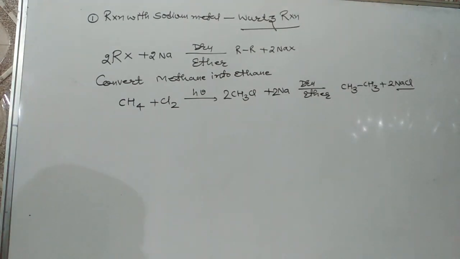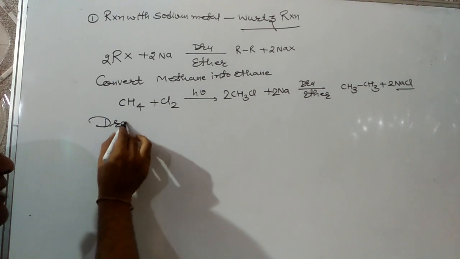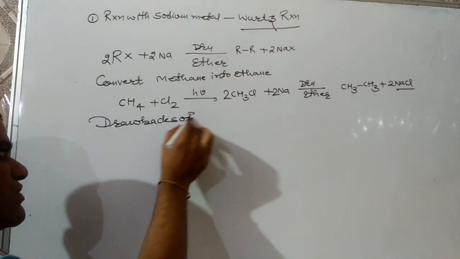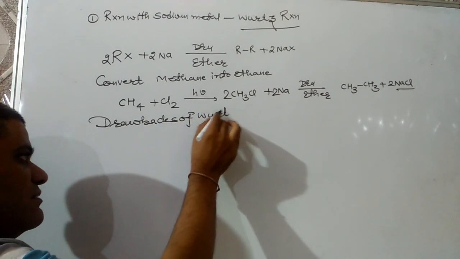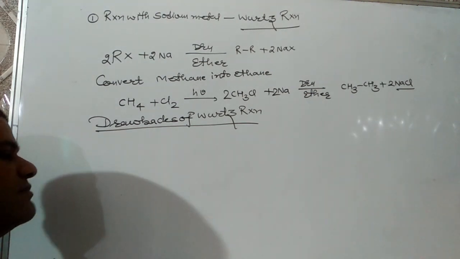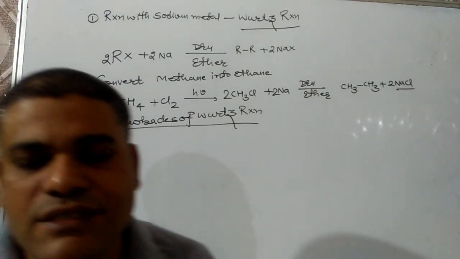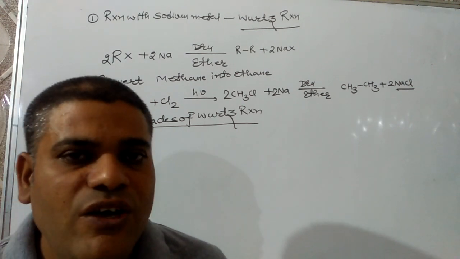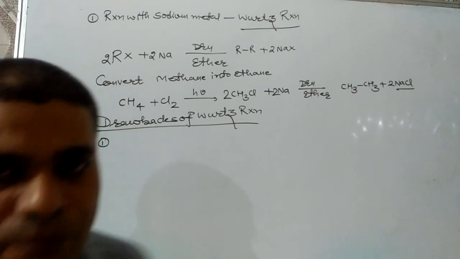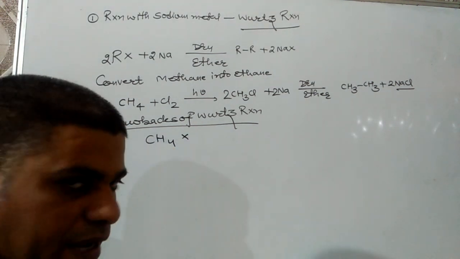Now, a question may be there regarding drawbacks of Wurtz reaction. Then the drawbacks are following. First, by this method we can never prepare methane. Methane can never be prepared.